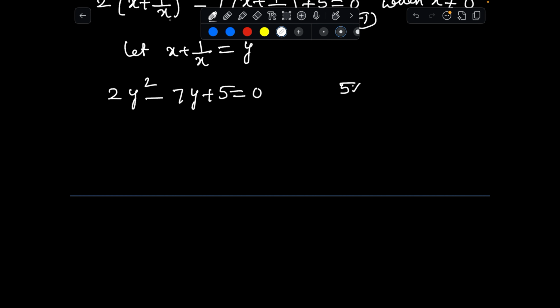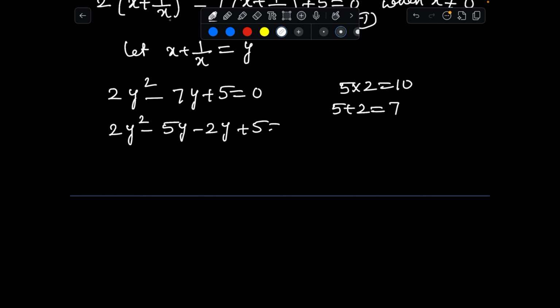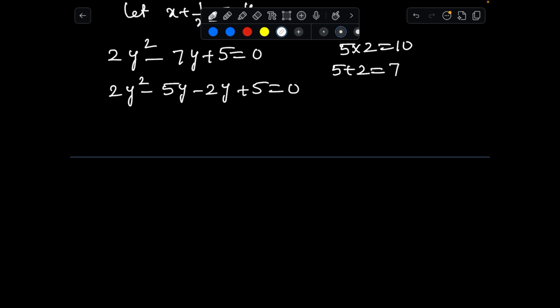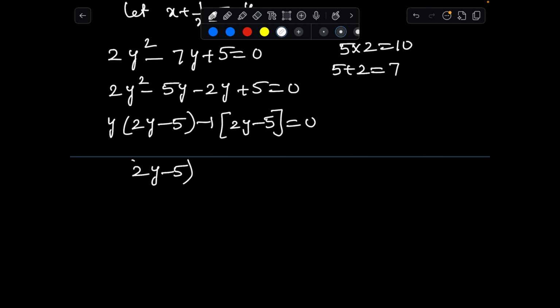The product 10 has factors 5 and 2 only. 5 plus 2 equals 7, and here negative 7 is there. So, negative 7y can be written as −5y − 2y. So, 2y² − 5y − 2y + 5 = 0. In the first two terms, taking y common, the remaining term is 2y − 5. In the last two terms, taking −1 common, 2y − 5. Now taking the common factor 2y − 5, the other factor is y − 1 equal to 0.